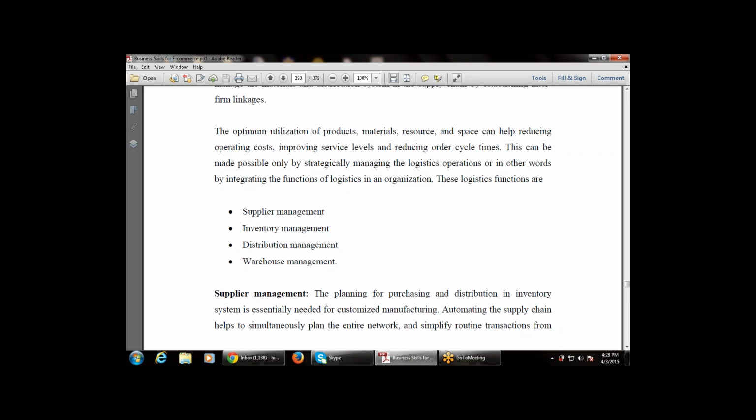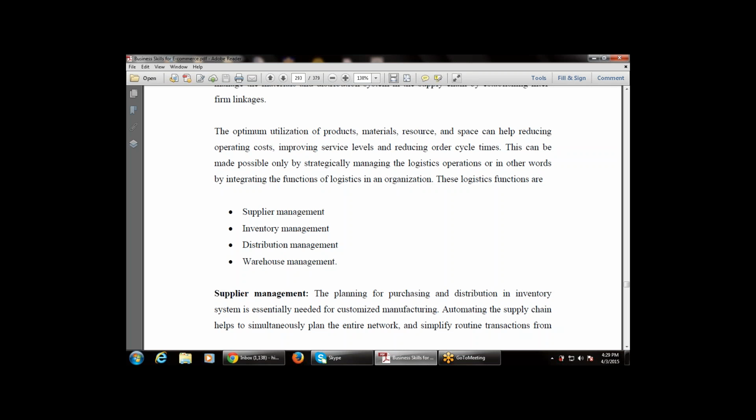So first is supplier management. Supplier management means managing things from the supplier's end, that is, how the supplier supplies the goods or passes the goods from one part to another. That is supplier management. The planning for purchasing and distribution in the inventory system is essentially needed for customized manufacturing. There must be proper planning for purchasing and distribution in the inventory system to customize the manufacturing.